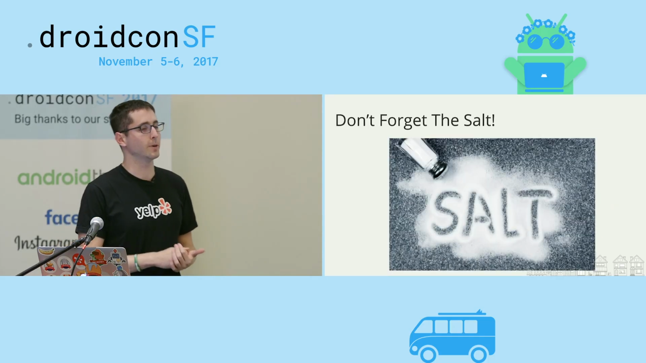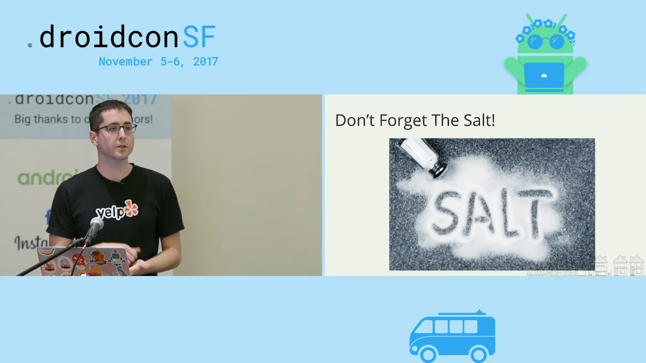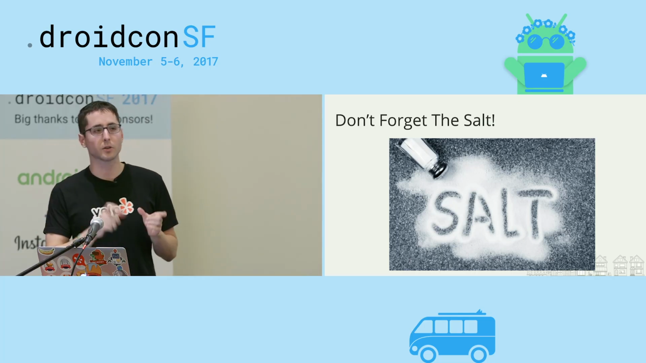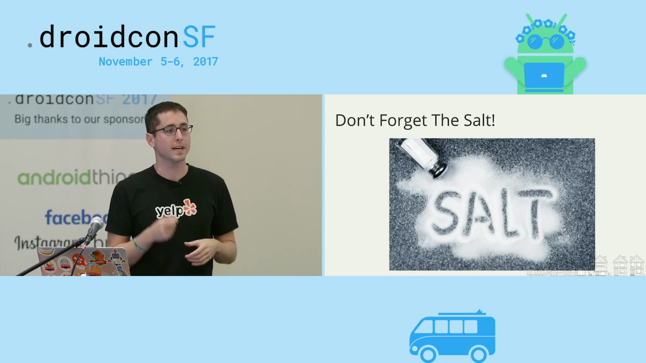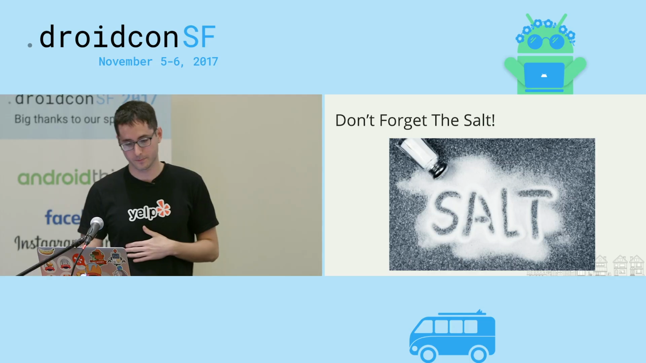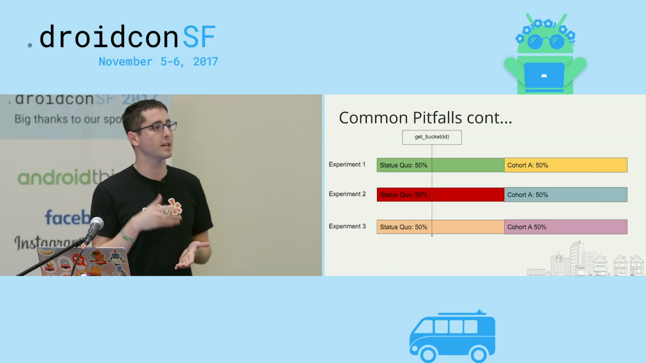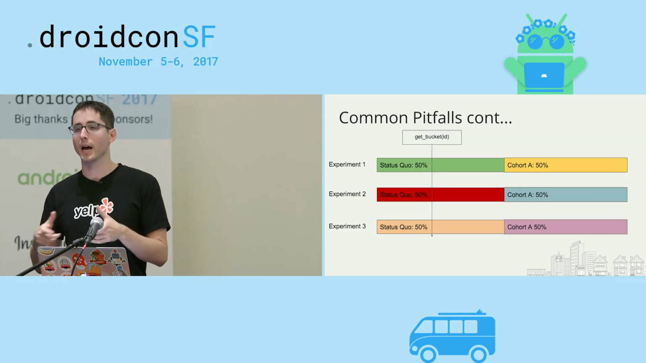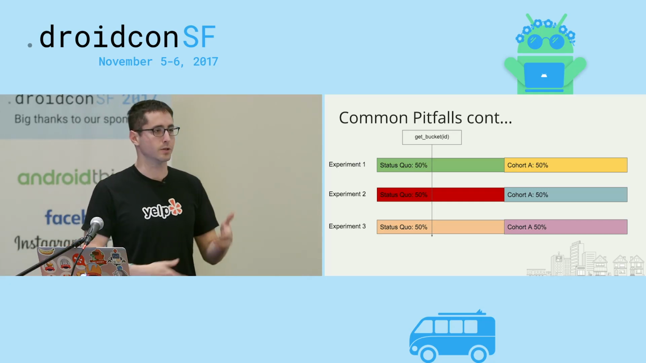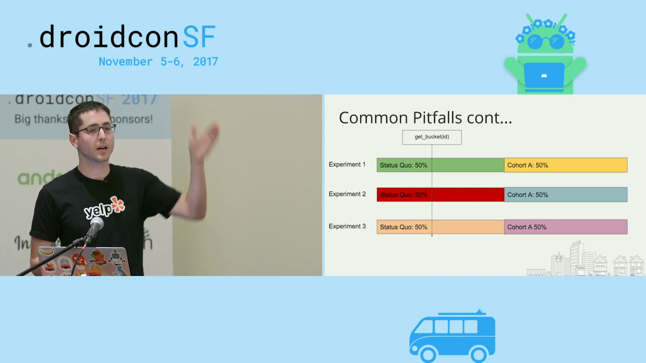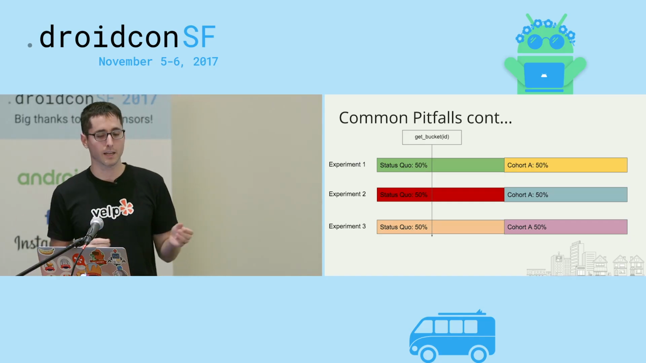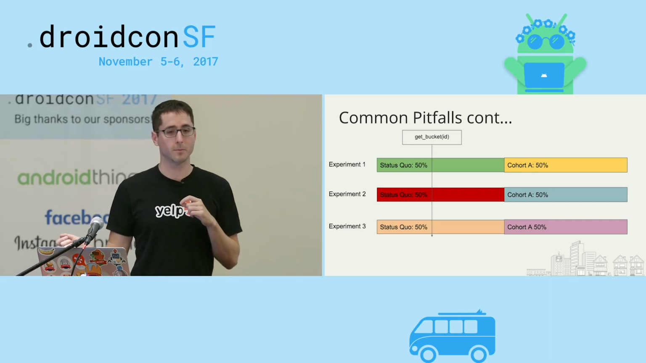The other big thing to remember here is don't forget the salt. Now, for those of you who are familiar with hashing functions, or who aren't, a salt is a little additional piece of data that you give to your hashing function in order to make sure that your data stays randomly distributed. And this is important because if you're not salting your hashing function when you actually allocate your users into cohorts, what you'll have happen is a user, say their value is 23 for their identifier, is going to end up in the status quo cohort for every single experiment. And now the experiments are not independent from each other.